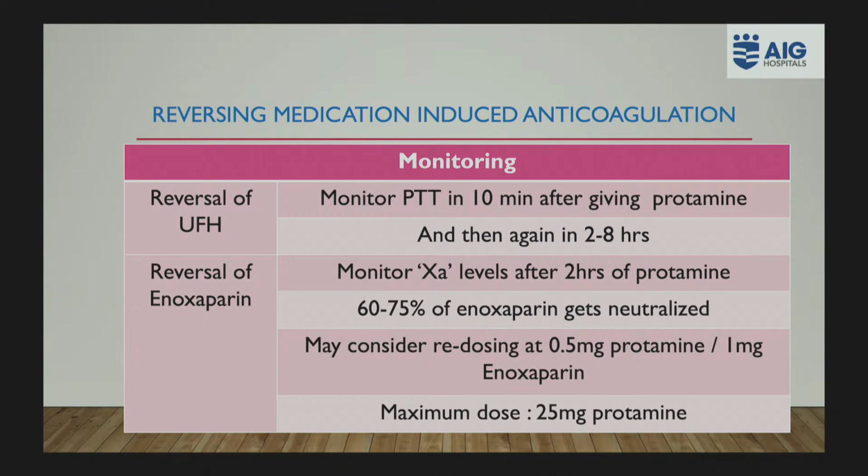Coming to monitoring of the reversal of unfractionated heparin effect: monitor PTT 10 minutes after giving protamine, and then again within 2 to 8 hours. To measure the reversal effect of enoxaparin, monitor anti-10A levels 2 hours after protamine is given. Most of the time, 60 to 75% of enoxaparin gets neutralized. You may consider redosing at 0.5 milligrams of protamine for 1 milligram of enoxaparin. The maximum dose that we can go with is 25 milligrams of protamine at once.